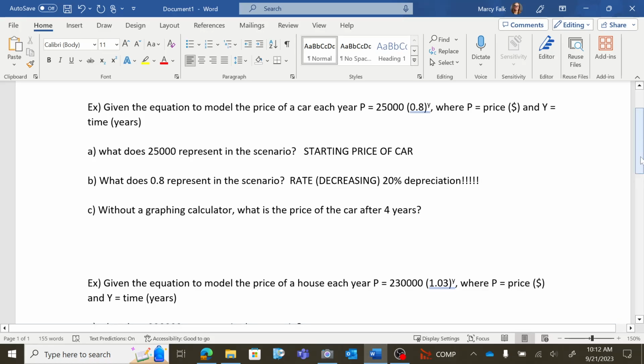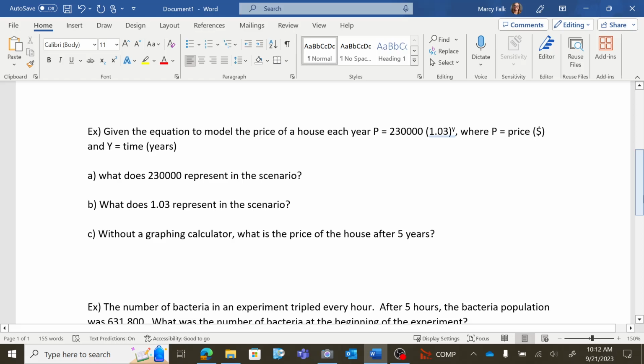So now this is a house. So there's my equation for a house. So what does 230,000 represent? The starting price of our house. What our house cost today. Starting price. Then we have a 1.03 inside the base. That's the base, right? So what does that represent? The rate, and it's a growth rate.